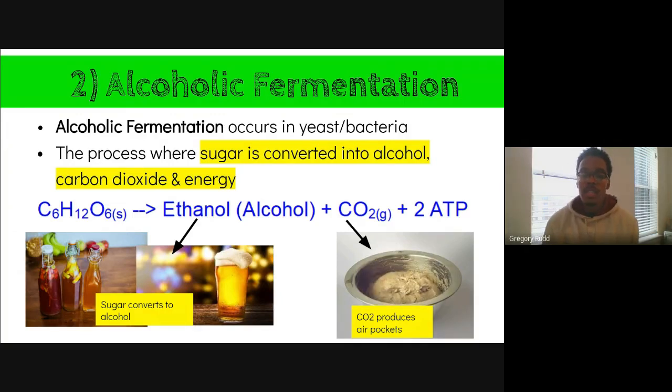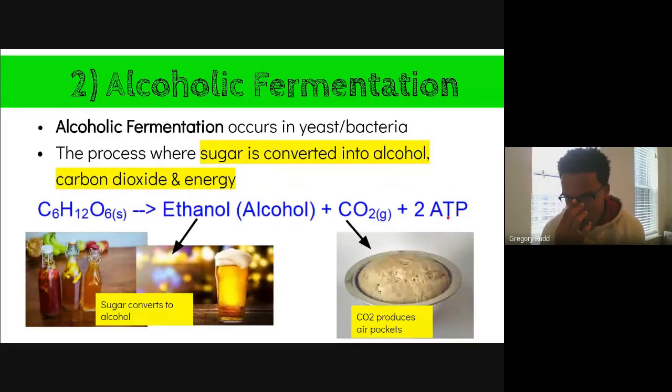Alcoholic fermentation occurs in yeast and bacteria, as I just said, and it converts sugar, aka glucose, into alcohol, aka ethanol, as well as carbon dioxide and energy. So again, because this is anaerobic, we only end up with those 2 molecules of ATP. Compare that to aerobic respiration when we get 36 molecules of ATP. Alcoholic fermentation is still not the first choice, but yeast and bacteria use it to convert glucose into energy.